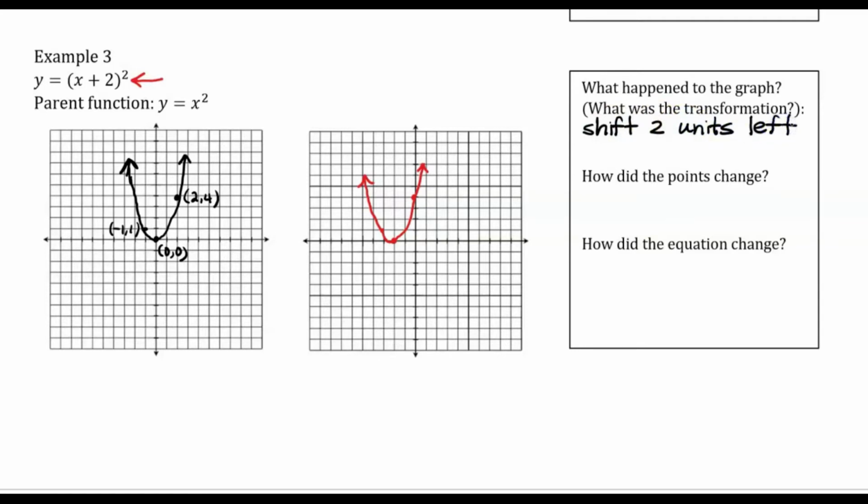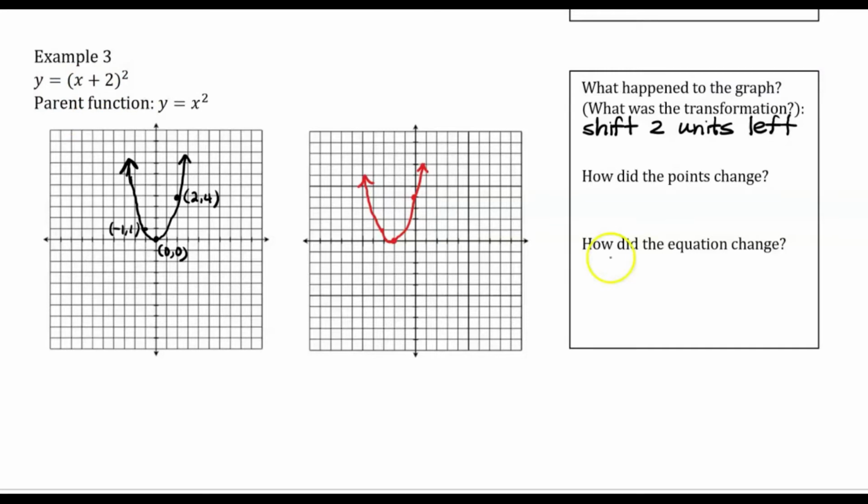Before we go any further, I want to point out here, this is one of the things that makes transformations so tricky. You see this +2 happening on the inside, and intuitively you think +2, you're going right, but that's not what's happening when you're on the inside of the function. Inside things happen counterintuitively. They happen backwards than what you would think they happen. So that +2 really does shift the graph 2 units to the left.